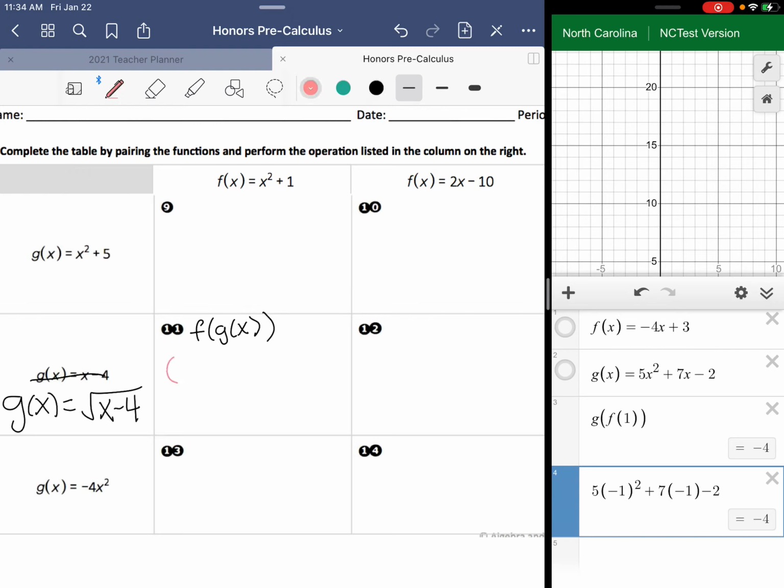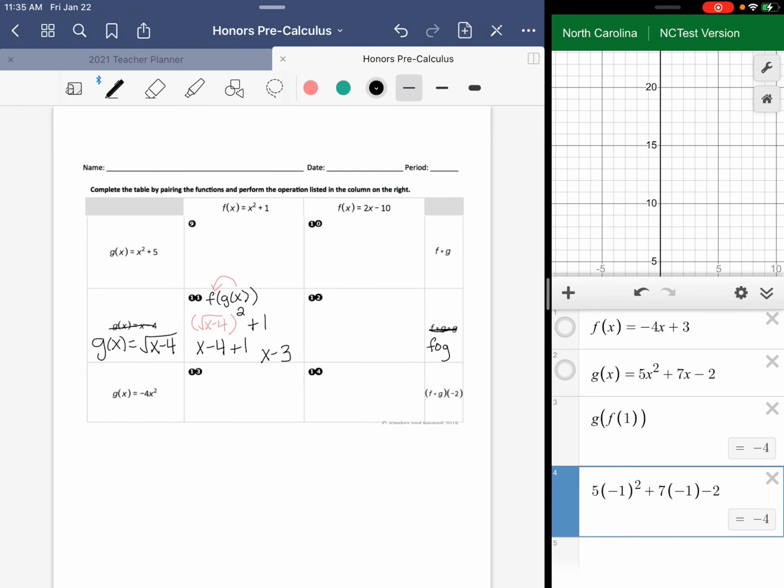So the f function is x squared plus 1, so we're going to do parentheses squared plus 1. And we're going to plug in that g function because we're plugging the g into f. So this is the square root of x minus 4. So if I square a square root, those are inverses of each other, so I'm left with x minus 4 plus 1, which is just going to be x minus 3.